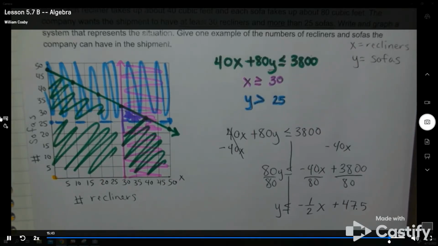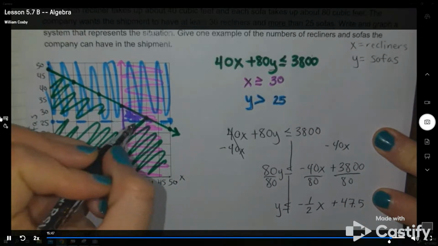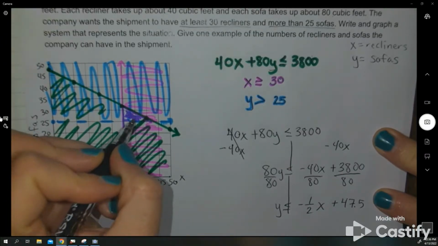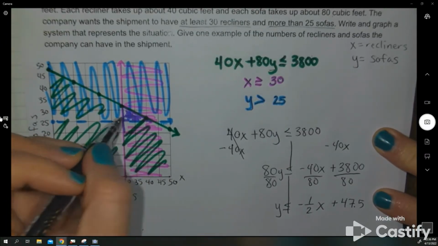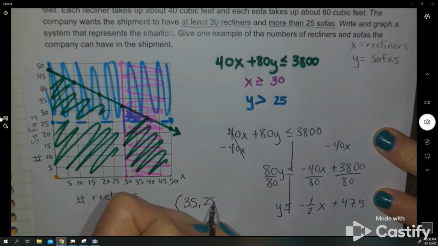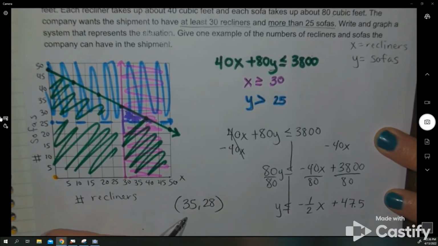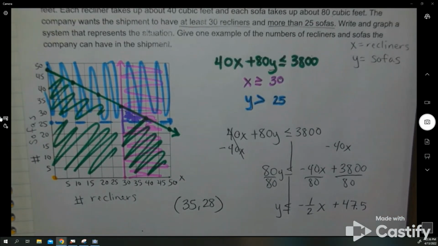is our solution set. So if I'm looking at this carefully, one of the points that I could choose is 35, and almost to 30, so it's about 28. So if we have the point 35, 28 for this, that means that we could have 35 recliners, 28 sofas, and we would still be within the requirements of having more than or equal to 30 recliners, more than 25 sofas, and we kept our cubic feet less than or equal to 3,800.